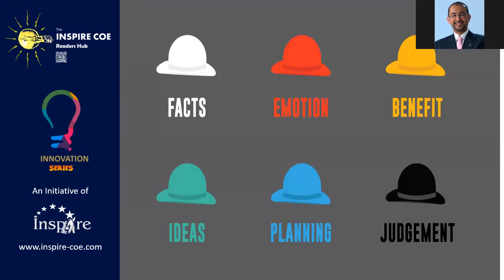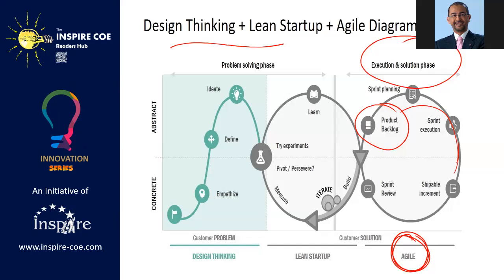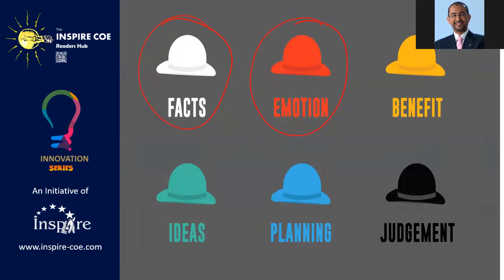The first pattern is when we look at facts, then we look at emotions. And that's why even when you look at Lean Six Sigma, it emphasizes empathy as the first step, because you need to understand the customer. That's why Edward de Bono said, look at your emotions. What do you feel? Sometimes you have to take decisions based on how you feel about it. The benefit, and this is the thinking of the user. When you think of the user, what is the benefit?